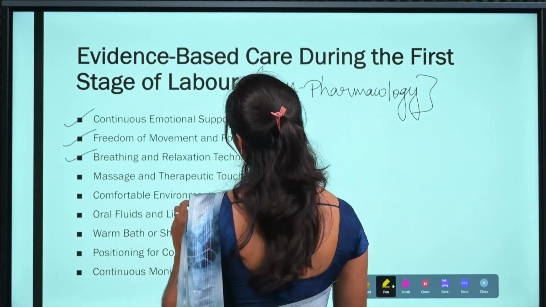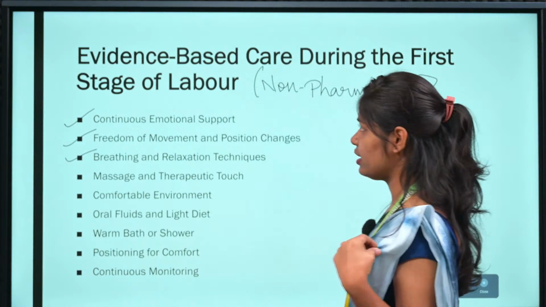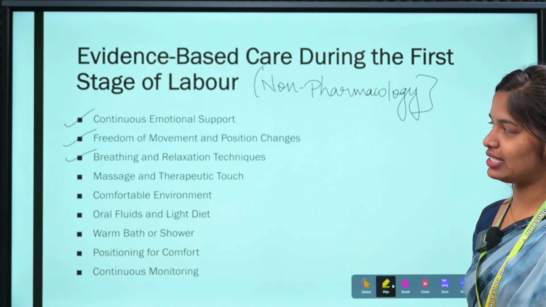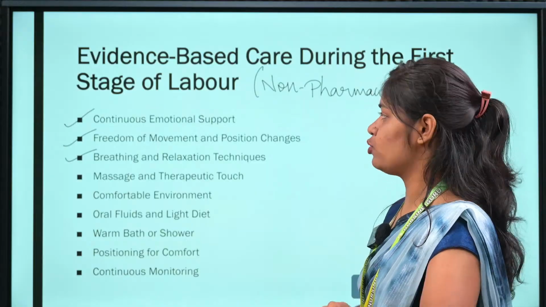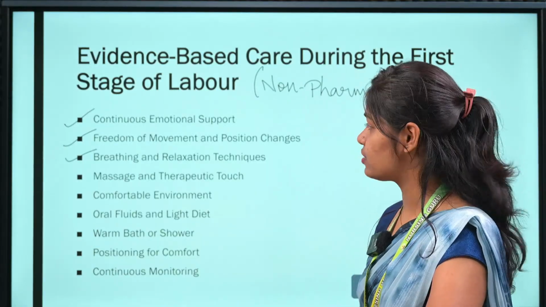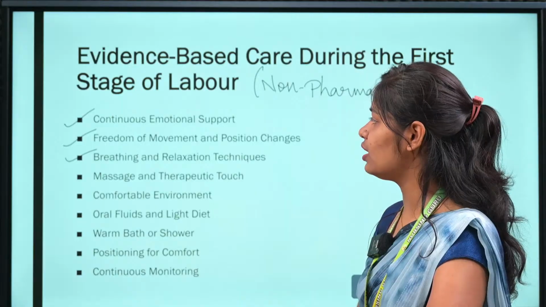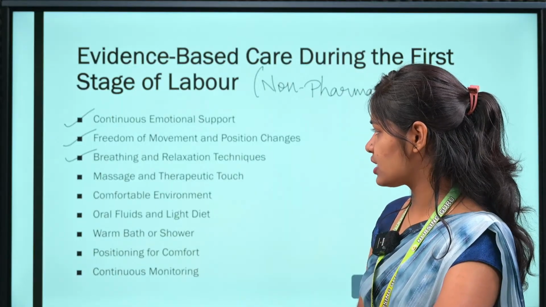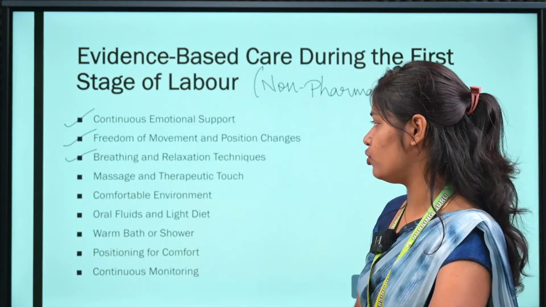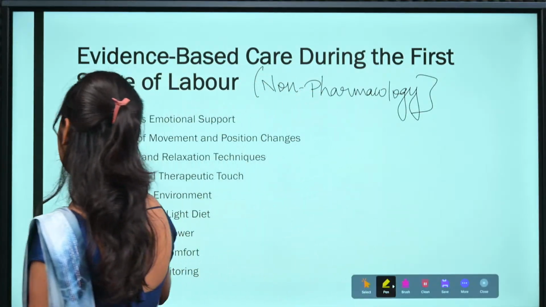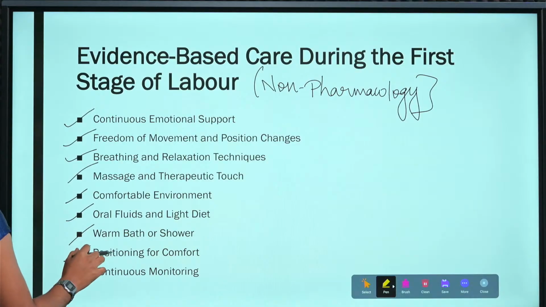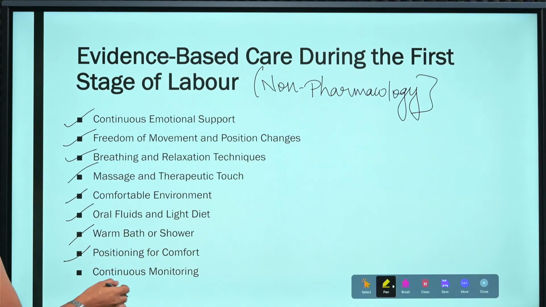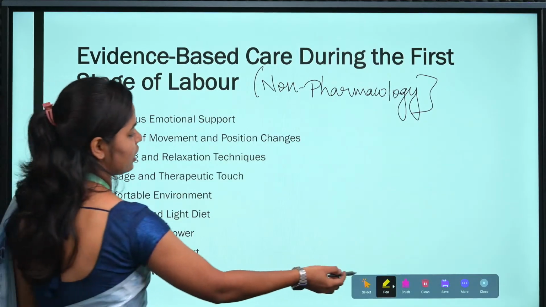Non-pharmacologically, how can we give evidence-based care during the first stage of the labor? Continuous emotional support, freedom of movement and position changes, breathing techniques we are going to give for the mother, massage and therapeutic touch, comfortable environment, oral fluids and a light diet to maintain the hydration of the body, warm bath and position for comfort. Last, continuous monitoring to prevent any complication for both the mother and the fetus.